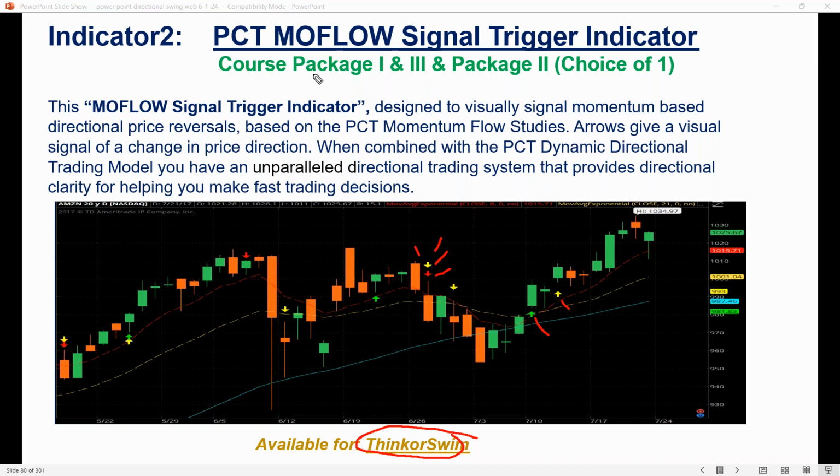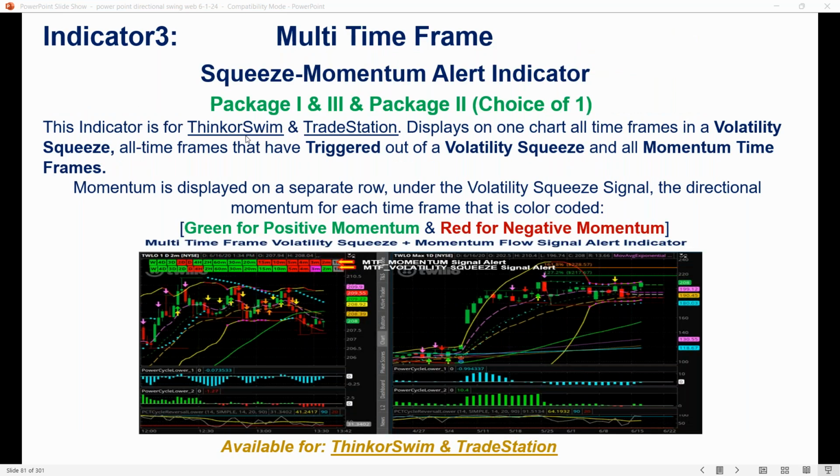All these tools I first programmed for Thinkorswim, and then a lot of them I've programmed for TradeStation, the next most common platform. And somebody asked if I have the multi-time frame squeeze indicator for TradeStation. Yes, we do. This is the one I showed you just a few minutes ago. It will show you every momentum time frame and everything in a squeeze. I'll show you in the course how to set it up.